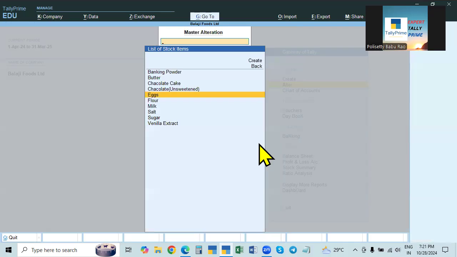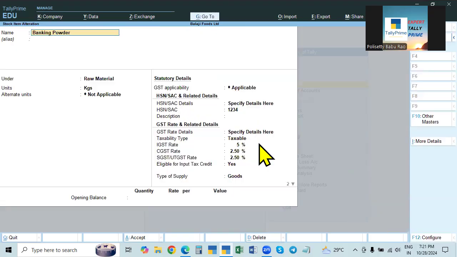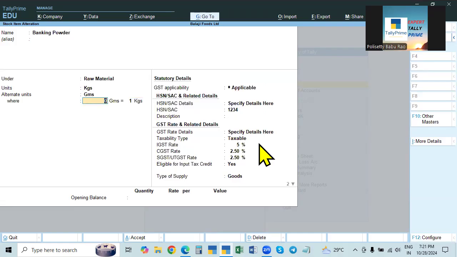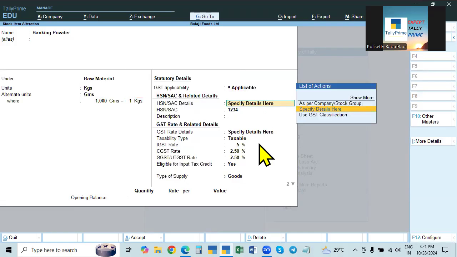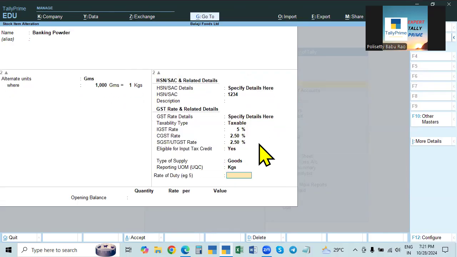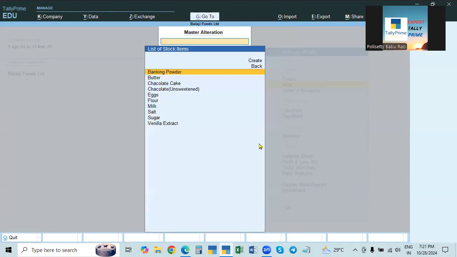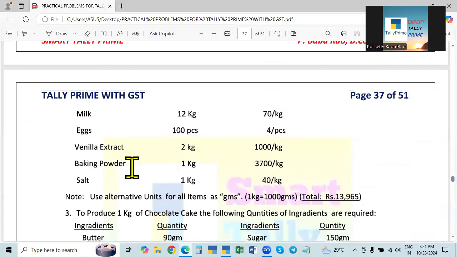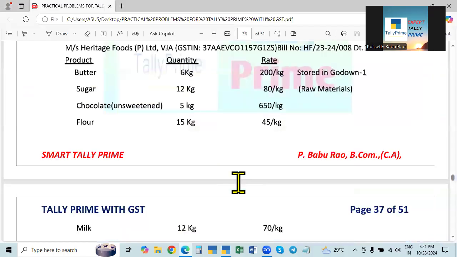Then baking powder. Take raw material, kgs, and the alternate unit, 1000 grams is equal to 1 kg. These are taxable 5%, and reporting unit kg. So we completed this one also. Okay, and then now we go to this one.